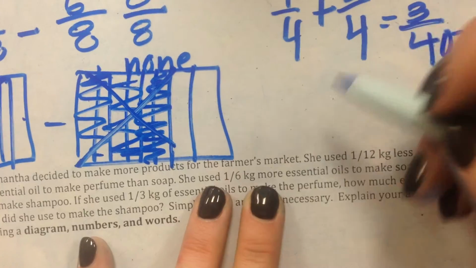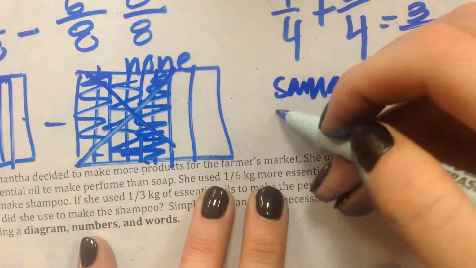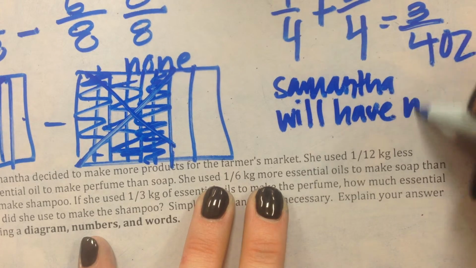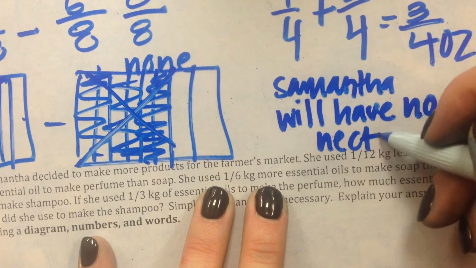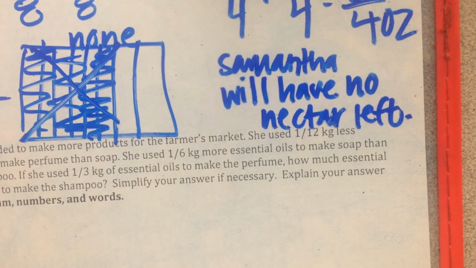Samantha. Samantha will have no nectar left. And you could even get more specific if you want, after making rose perfume and lavender soap.